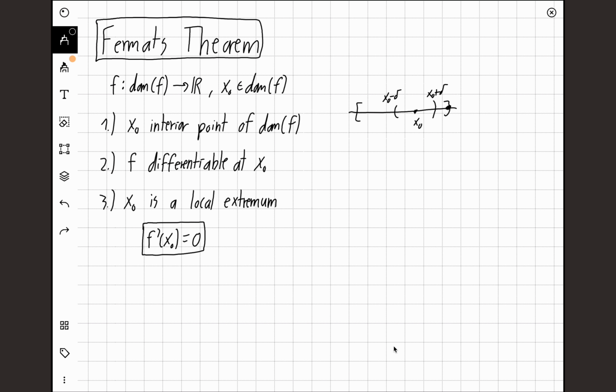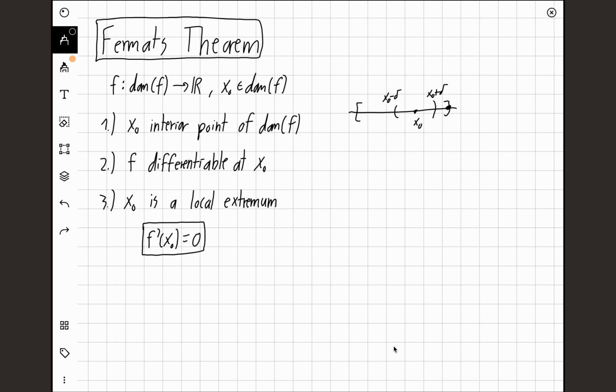So our point x0 has to be an internal point of our domain, and it will become apparent why we need that, because we need to take the left and the right derivative. If our point were here, we couldn't take the right derivative because we don't know what's over here, it's not defined. Then f has to be differentiable at x0. That makes sense, because our proof is going to be using derivatives. And x0 is the local extremum.